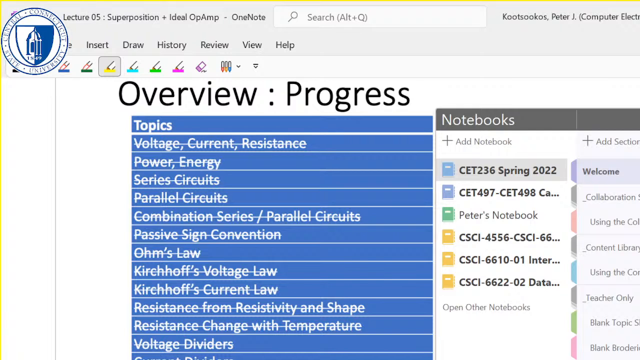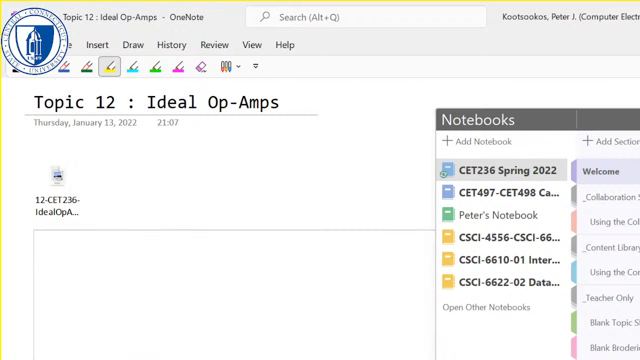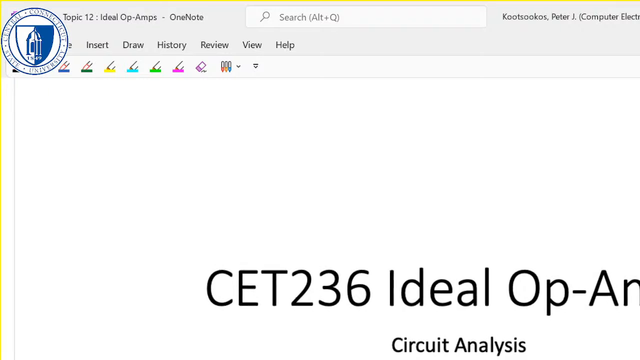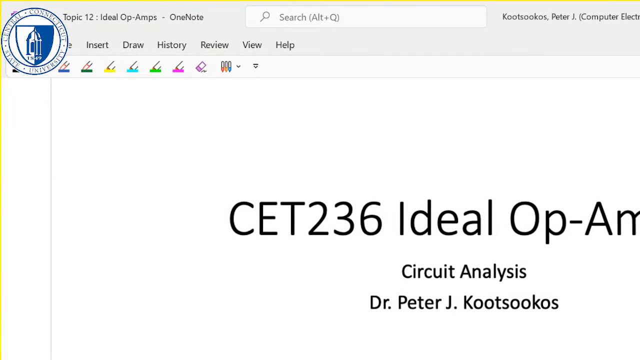Okay, so let's talk about operational amplifiers. Excuse me, I always use the term op-amp, but the full name is operational amplifier.